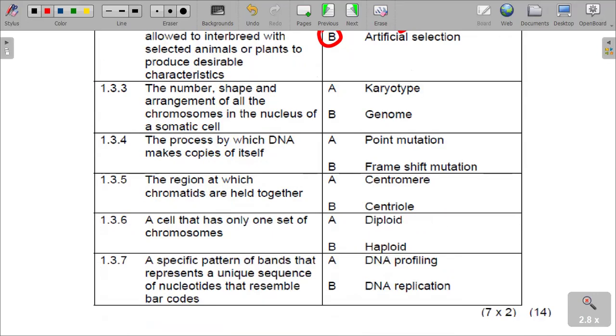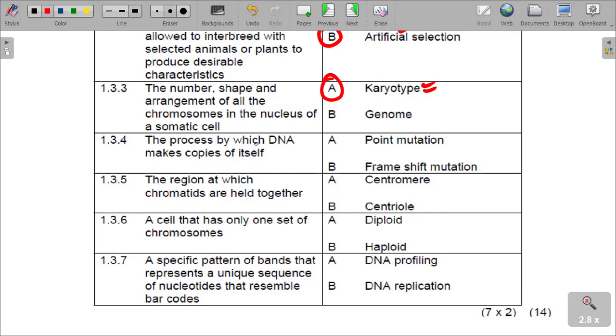The number and shape arrangement of all the chromosomes in the nucleus of a somatic cell. We are saying the arrangement, the number and shape. We call that the karyotype. The genome is the total number of genes within a population or species, but the arrangement and structure of chromosomes, we call that the karyotype.